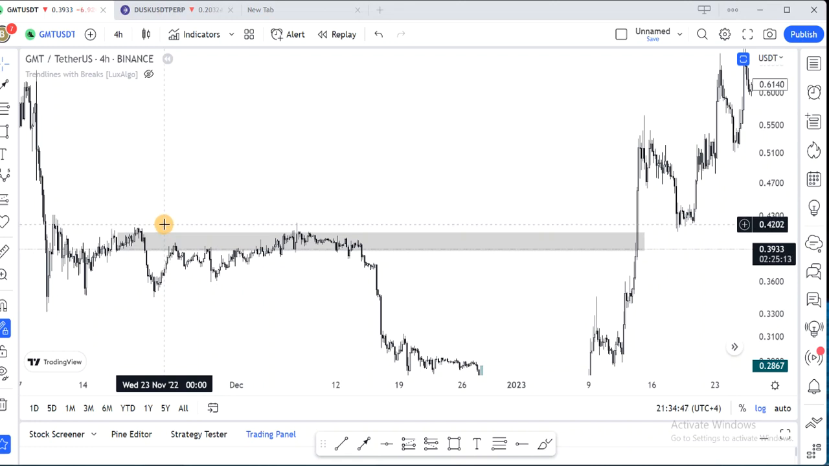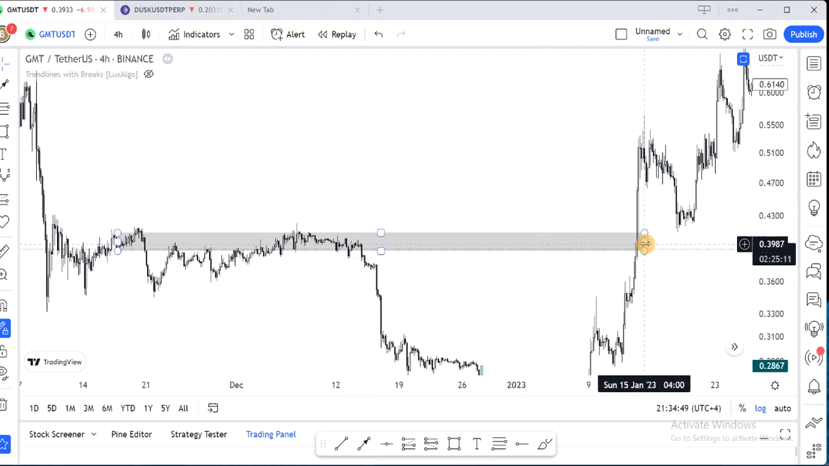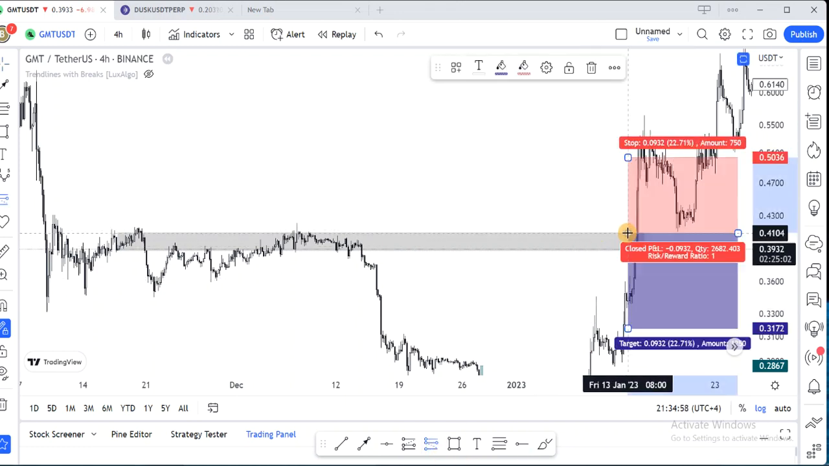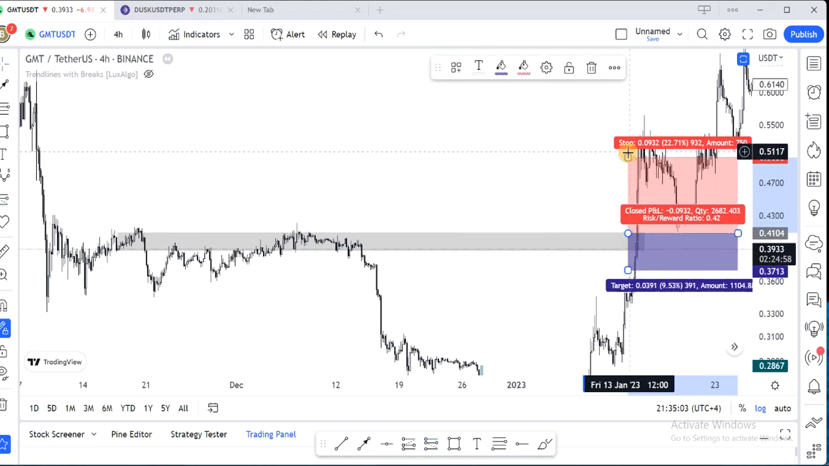So in a breakout trading strategy, I mark out what? My support. So what you would do here is you place your entry at this level. To trade this, I'll place my entry at this level.